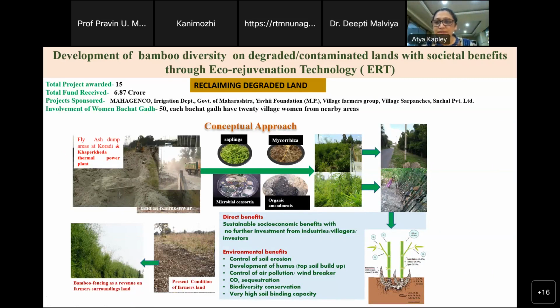So one scientist from my group, Dr. Lal Singh, has developed a technology where he has created bamboo forests. If you can see here, this is an absolute fly ash dump. And from that dump, through different kinds of treatments, he has planted, which of course includes fungi and bacteria, and he has created this kind of a forest.